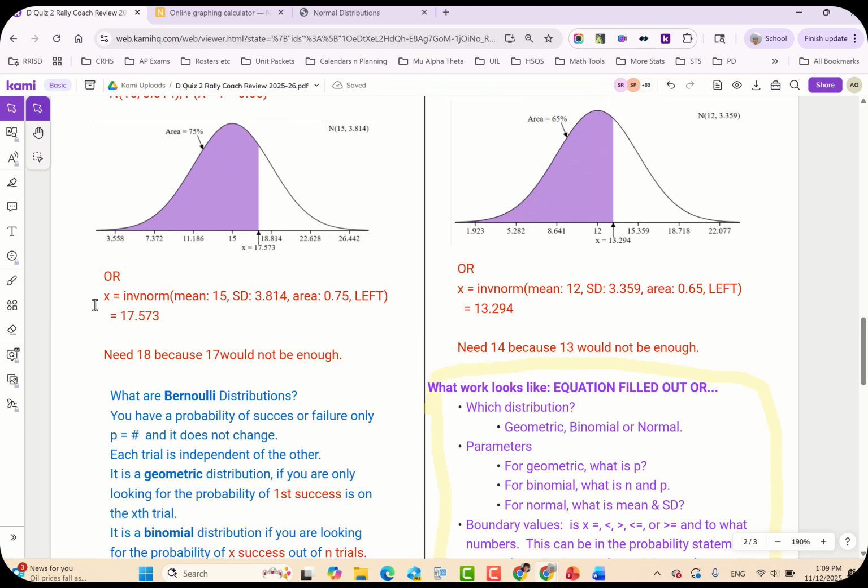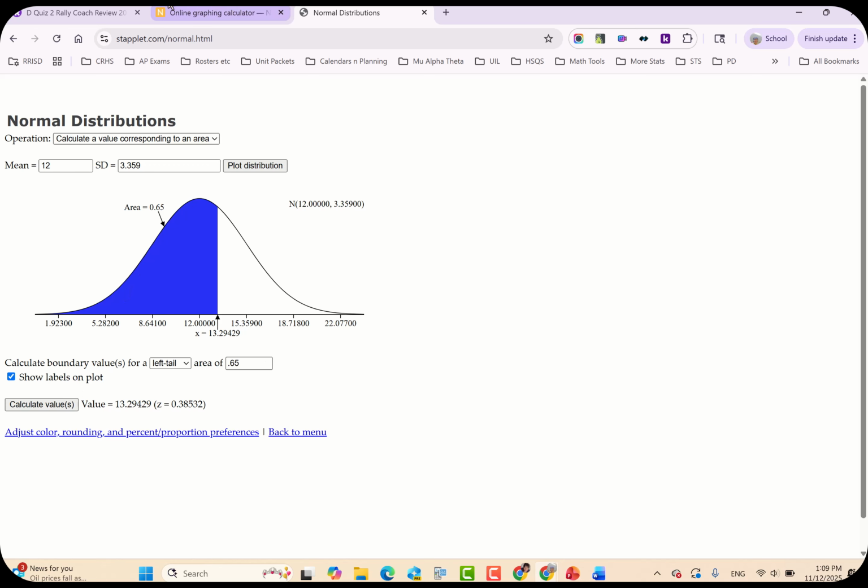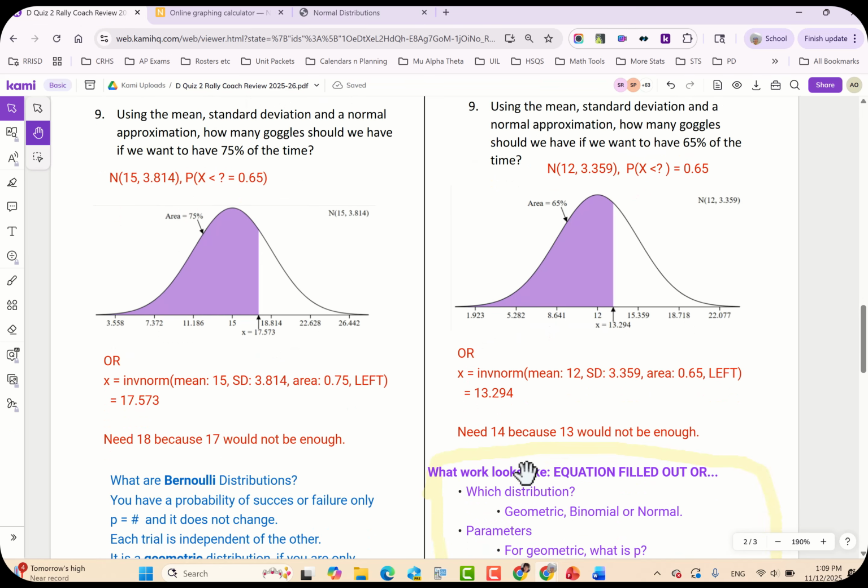On the right side, I can do the same thing. My mean is 12. My standard deviation is 3.359. So let me go ahead and change it. 12, 3.359. Plot the distribution. And then this time I want to be 65% sure of having enough. So I only need the left 65% of the graph shaded in. Calculate the values, and I get 13.29. Interesting thing is, we're still going to round up that 13.29 to 14, because 13 is actually not quite enough to hit 65%. I would need 14.